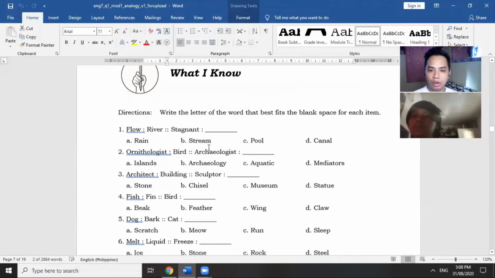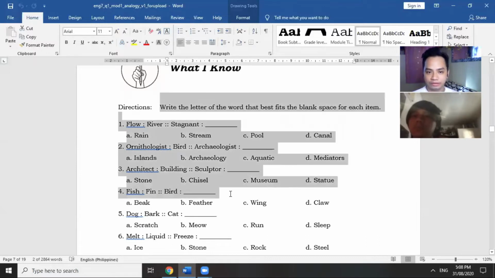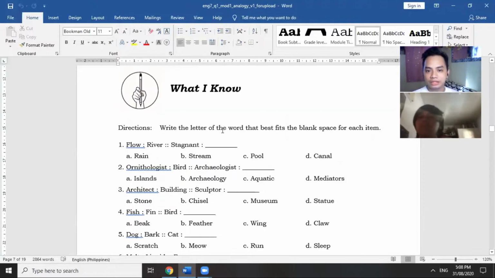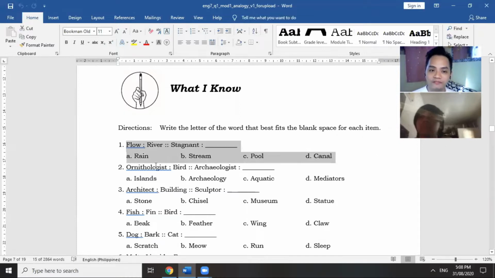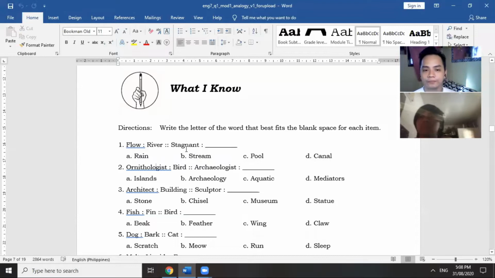Okay. So we'll have this one first, okay? Write the letter of the word that best fits the blank space for each item. First one. Okay, who would like to answer this one? When you say flow, it is being related to the river. Stagnant may be related to what? Who would like to answer?